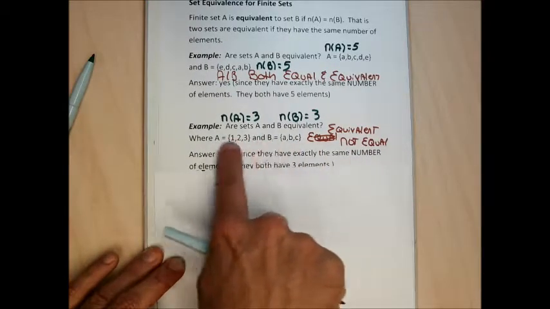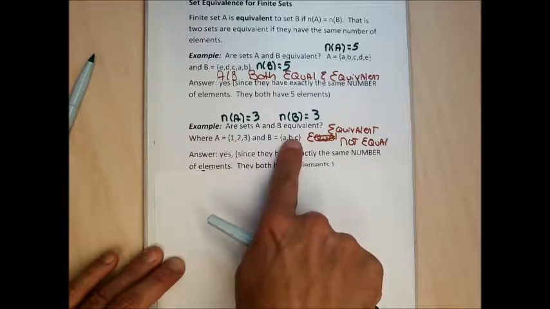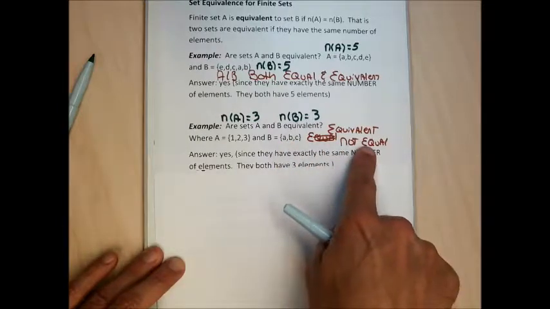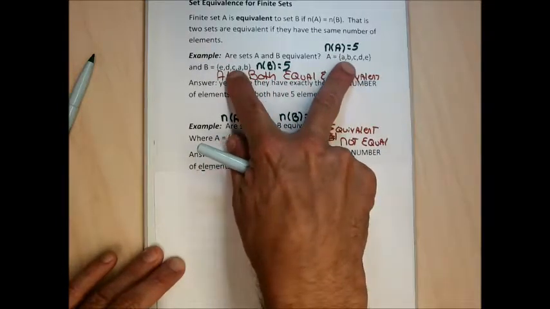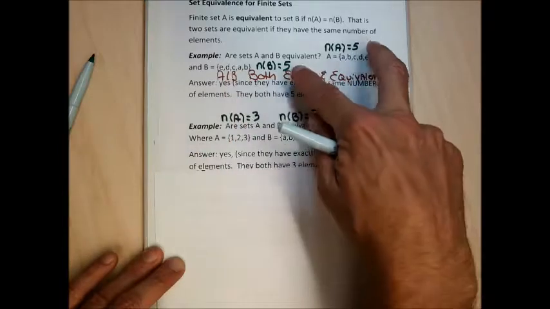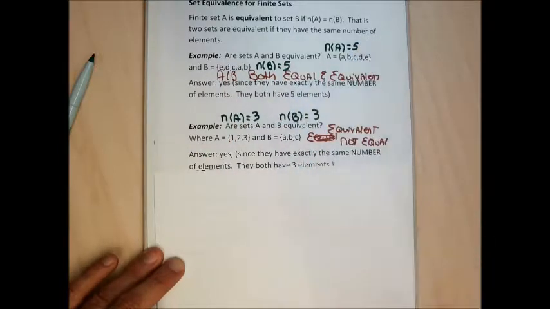Here's two sets that are equivalent because they both have 3 elements, but they have different elements, so they're not equal. These two sets are equal because they have exactly the same elements. They're equivalent because they both have 5 elements.